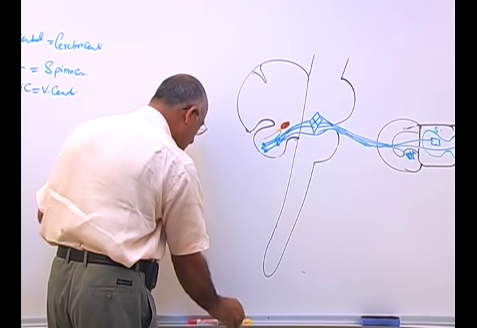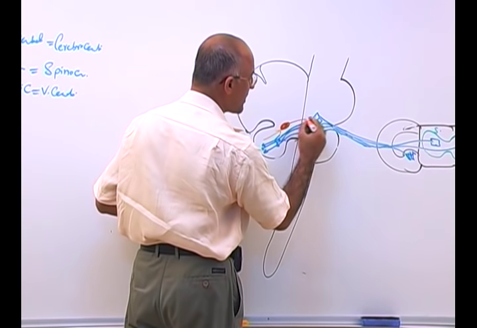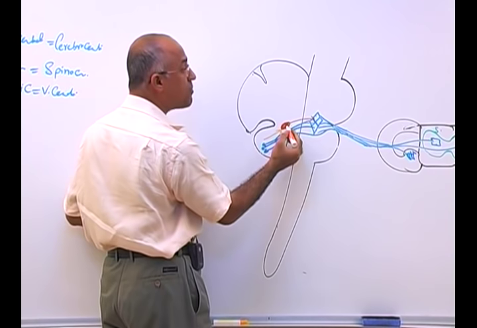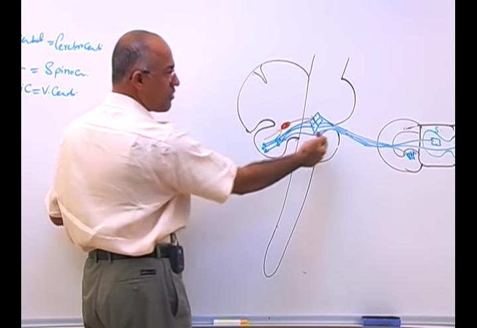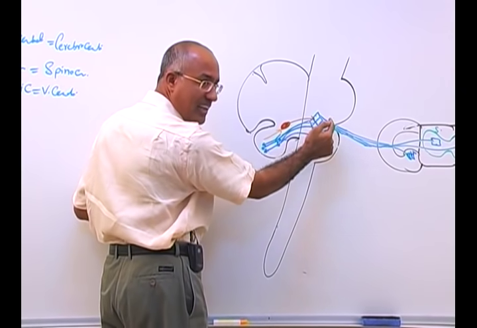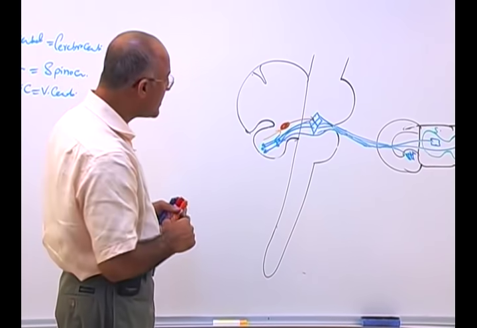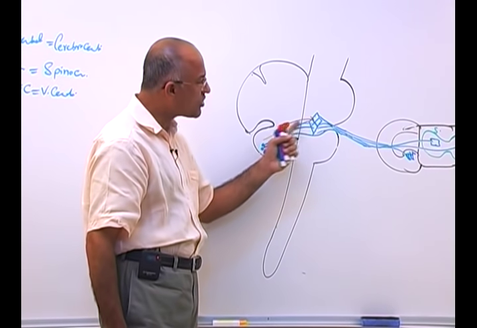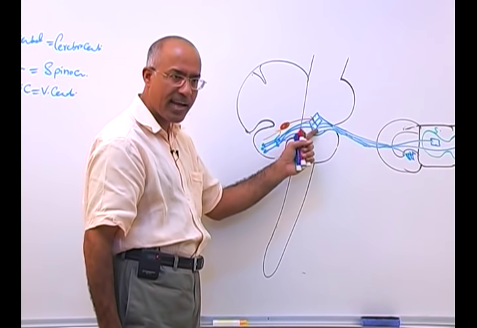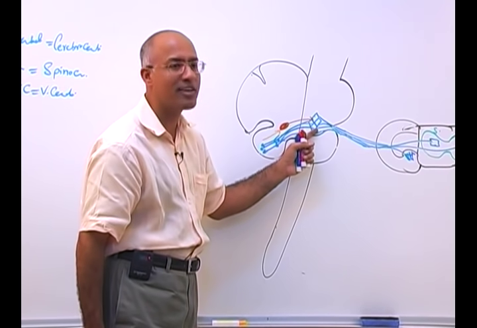And from this deep nucleus, fibers come back. These are called cerebellovestibular fibers. Again, fibers which are entering, they were vestibulocerebellar. Fibers which are returning, they are cerebellovestibular fibers. Is that right? And these cerebellovestibular fibers will come out and stimulate the vestibular nuclear complex.